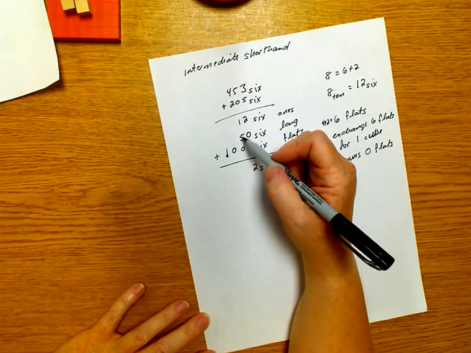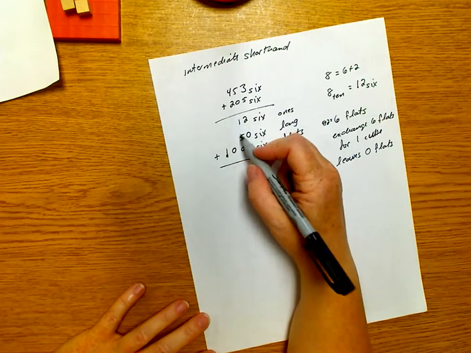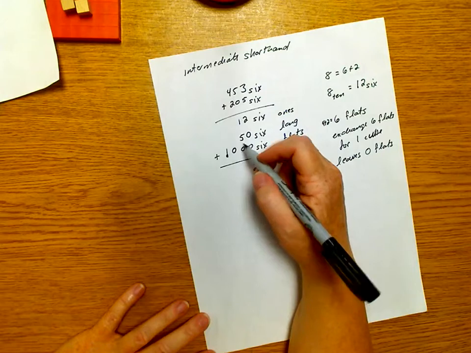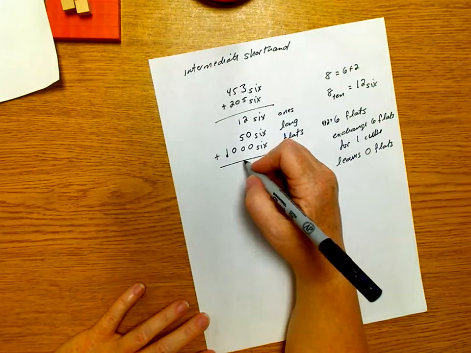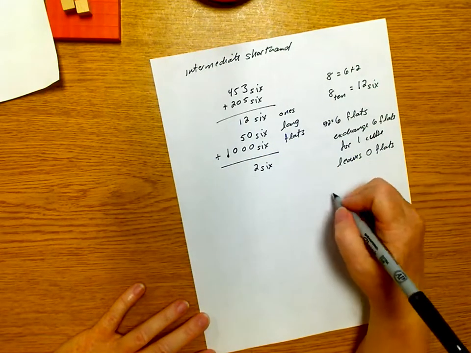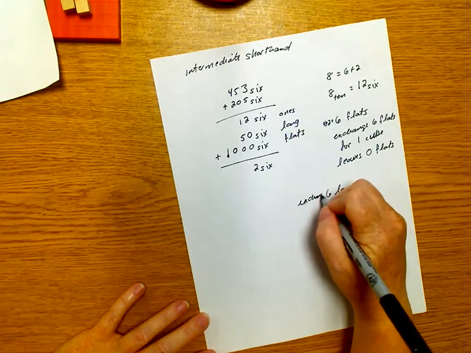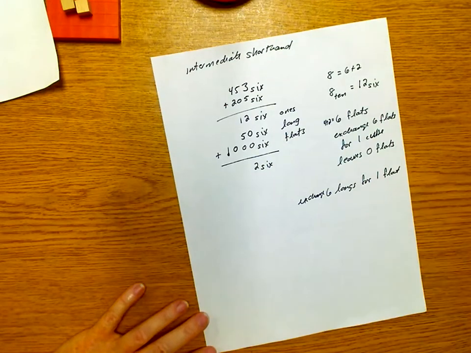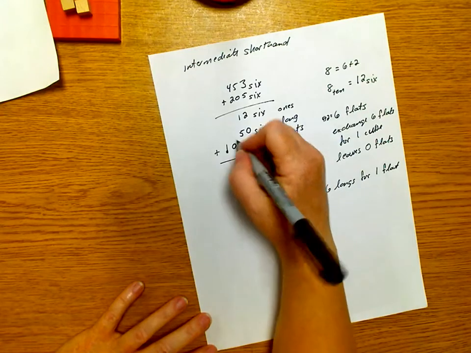I need to think again about doing these exchanges. 1 plus 5 is 6. So we know that these 6 longs create a group of 6. Let's see, so 6 longs. Let's exchange 6 longs for 1 flat. That will leave me with 0 longs and 1 flat.